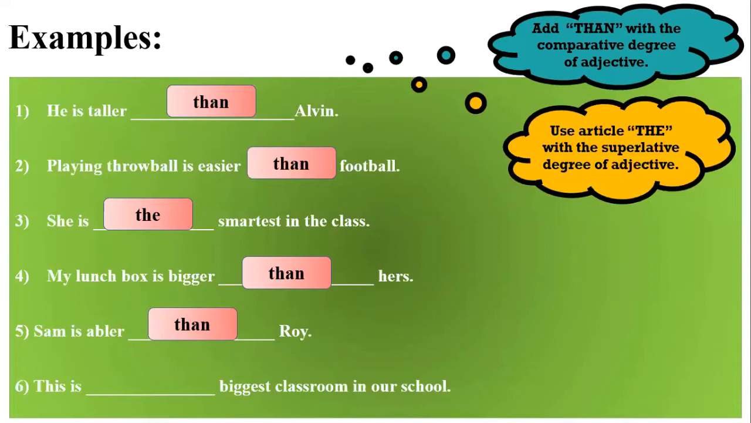Next one. Last sentence. This is dash biggest classroom in our school. In the whole school, this is biggest. When we say biggest, supreme, superlative, which article? The. So you know when to use "the" and "than". Than is used for comparative and the should be used for superlative degree. So these two points, keep them in your mind.